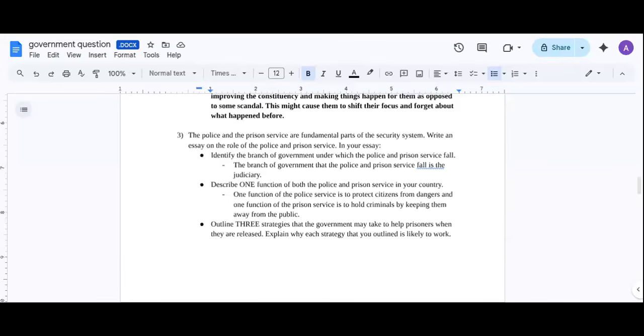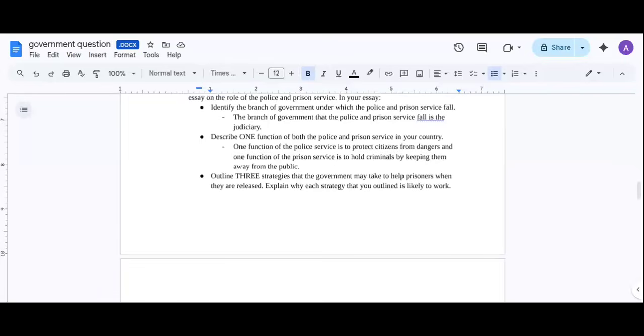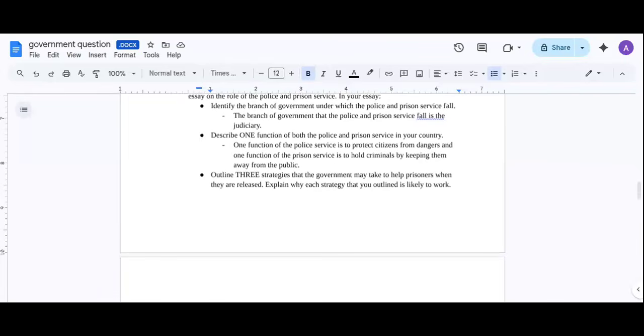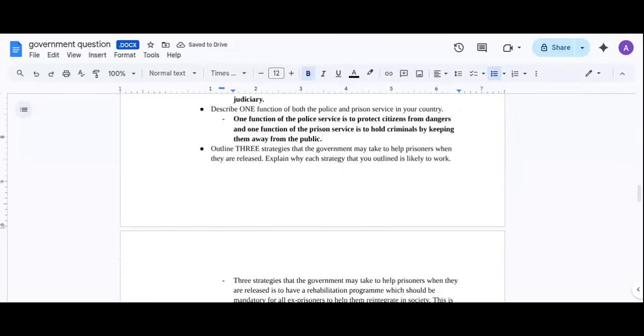So in your essay, identify the branch of government under which the prison and police service fall. The branch of government that the prison and the police fall under is the judiciary. Describe one function of both the prison and police service in your country. One function of the police service is to protect citizens from dangers, and one function of the prison service is to hold criminals by keeping them away from the public.